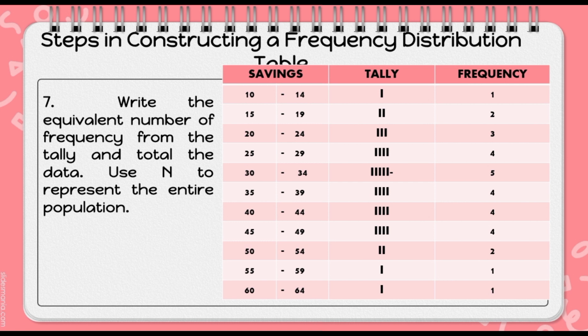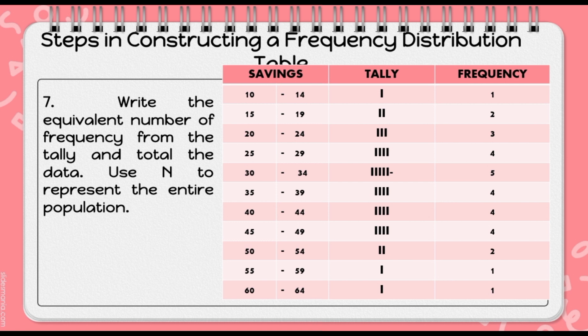Okay, for our next step, we have step 7. Write the equivalent number of frequency from the tally and total the data. Use n to represent the entire population. In solving for the frequency, we simply add the tally. So in the first interval, we have 1. In our second interval, we have 2.